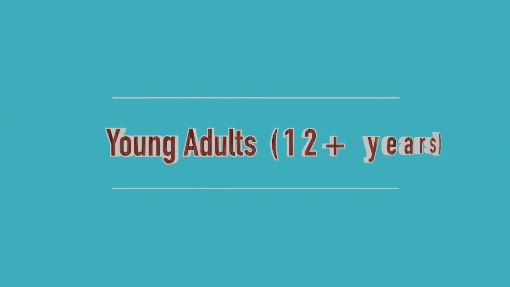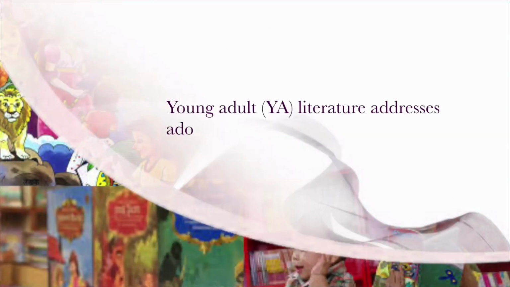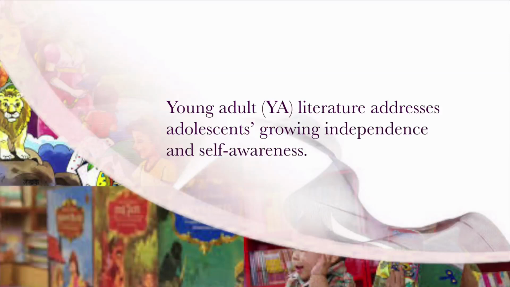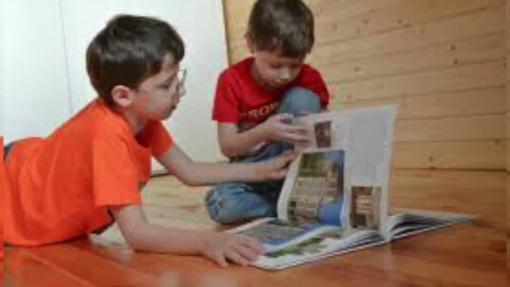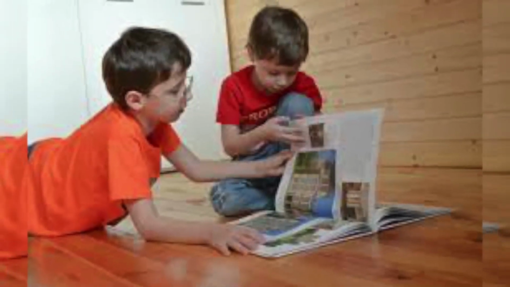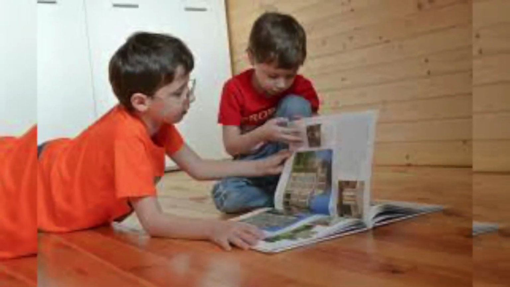Young adults, from 12 years. Young adult literature addresses adolescents' growing independence and self-awareness. This age group is drawn to themes of self-discovery and independence. Characters often grapple with personal growth, societal norms, and autonomy.